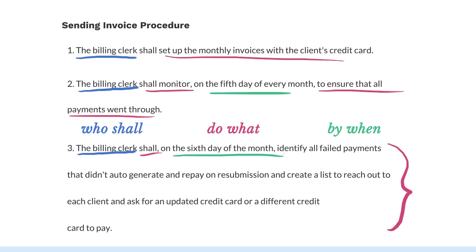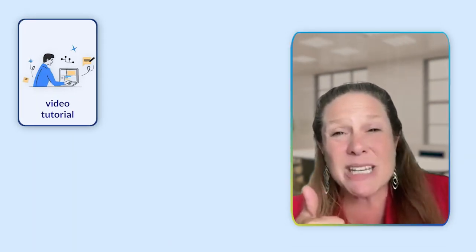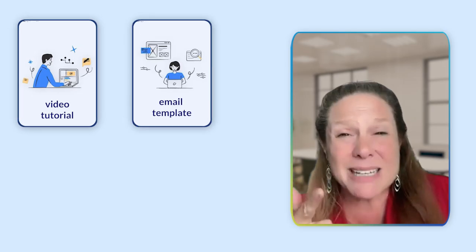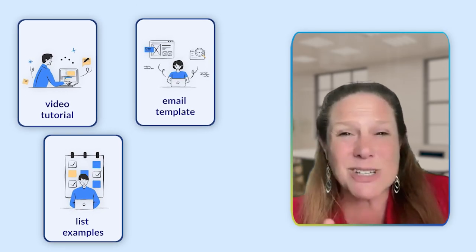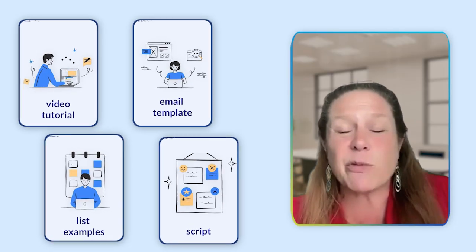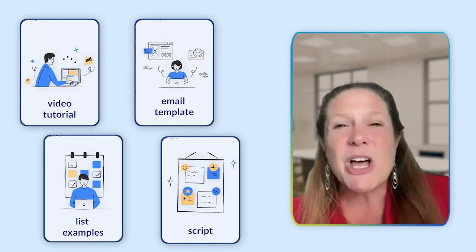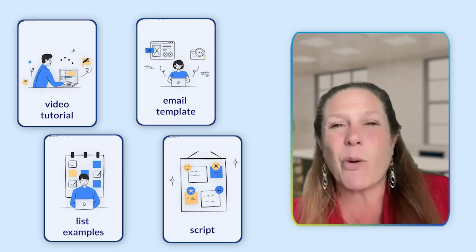That's the procedure. That's the part that tells us what needs to get done. From there, you can add in other elements such as a quick video of how to do the invoicing, a quick template email to send, a quick example of what the list looks like, a quick script of what to say on a telephone call. These are all the elements that support the system and make sure everyone has a good, clear idea on what needs to get done and how to go about doing it the right way.